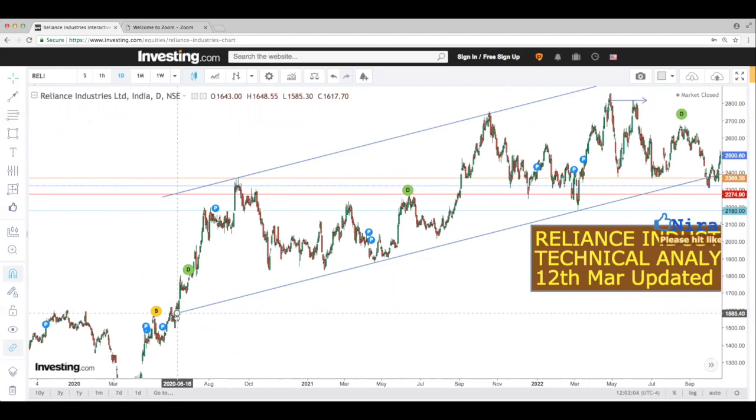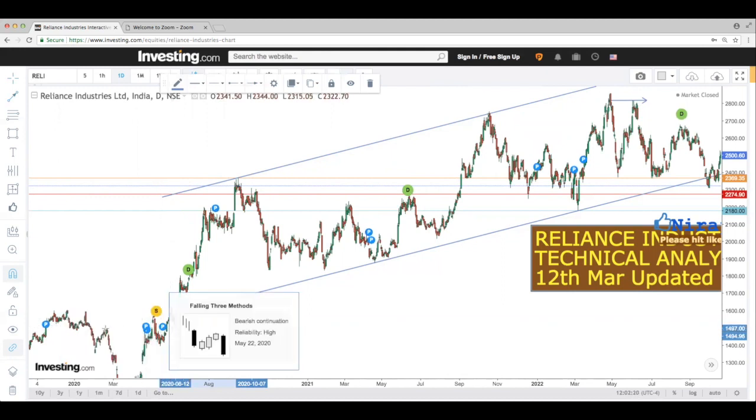So it started from 1500 levels, which is somewhere over here. 1500 is the amount which I see over here. Let me make a mark over here so that you can see this. This is the level I'm talking about. This is where the bull run of Reliance started after the COVID crash. Before the COVID crash, it crashed from here.